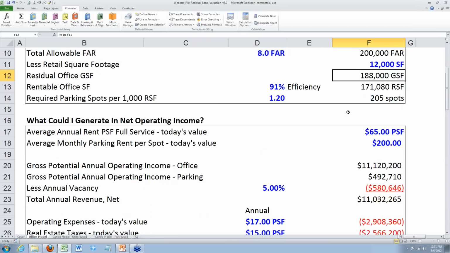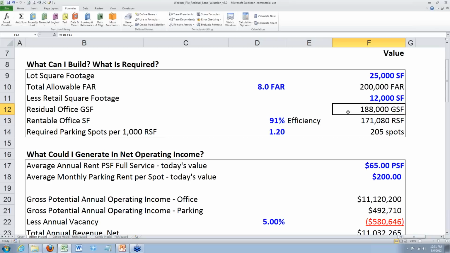And then that's good to know, but really in order to generate the income amount, we need to now adjust that to how much of that is rentable. And so we apply an efficiency factor, which we're currently running at 91% here, and what this tells us is for this 200,000 square foot building, we can rent out roughly 170,000 square feet.